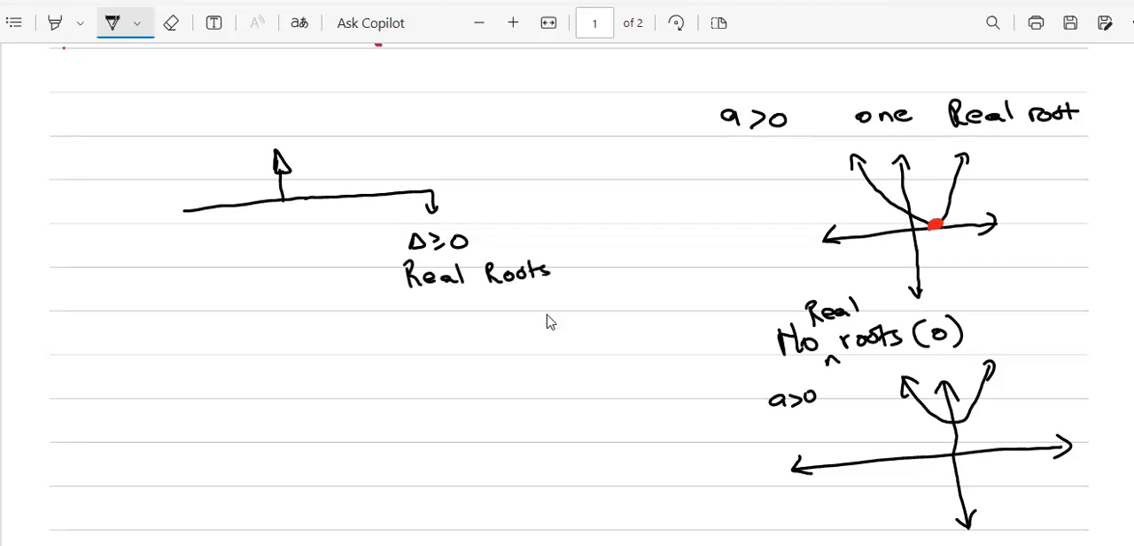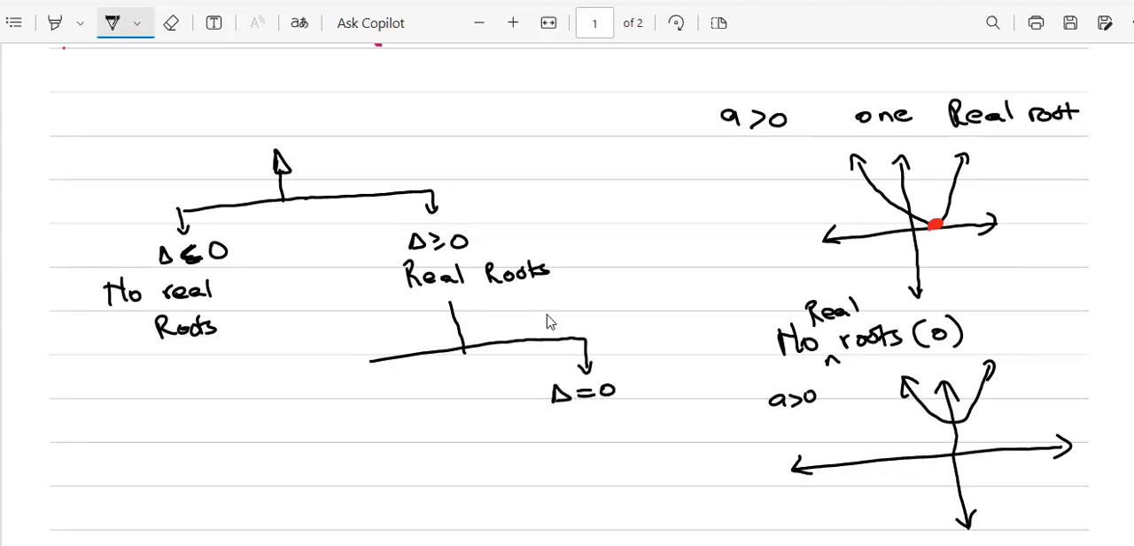And if the discriminant is less than 0, it won't be equal to 0, it means that the discriminant is negative. If you calculate your discriminant and you find that it's negative, we're going to have no real roots. But if the discriminant is greater or equal to 0, the discriminant can be equal to 0. If it's equal to 0, you'll have 2 equal roots.